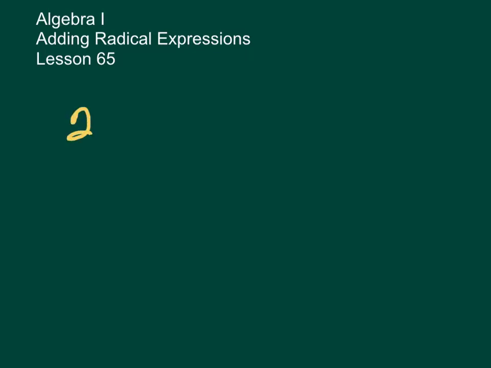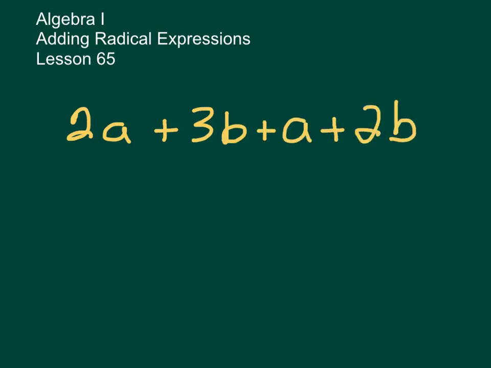Now, if I had 2a plus 3b plus a plus 2b, what I have here is an expression that has four terms. Now, what are the like terms? Well, the like terms are the terms that have the same combination of variables or letters to the same exponent. So notice that I have some a's, and notice I have some b's. And the ones that I underline with one line I can combine, and the terms that I underline with two lines I can combine. It doesn't matter which ones I combine first.